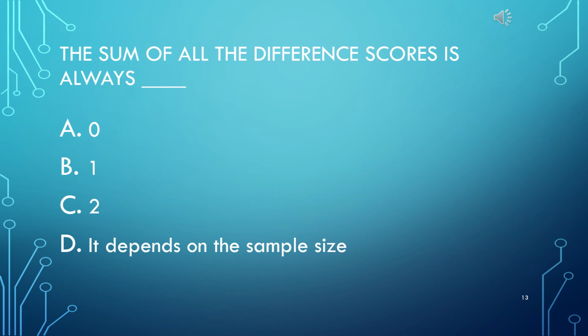Quick review question. The sum of all the different scores away from the mean is always what? The sum of all the different scores away from the mean is always going to be 0 because they will all cancel each other out. Positive scores above the mean and negative scores below the mean will always add up to equal 0.